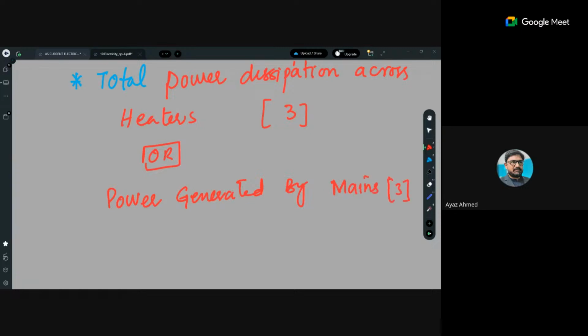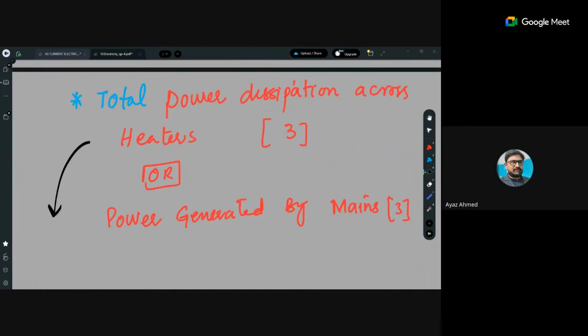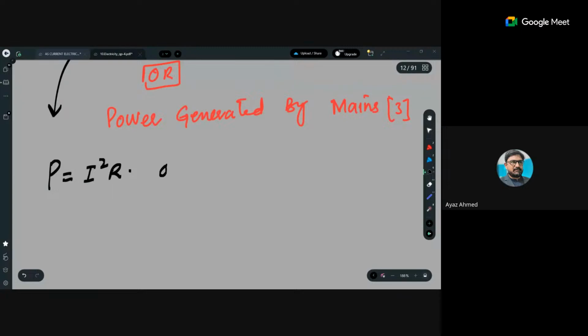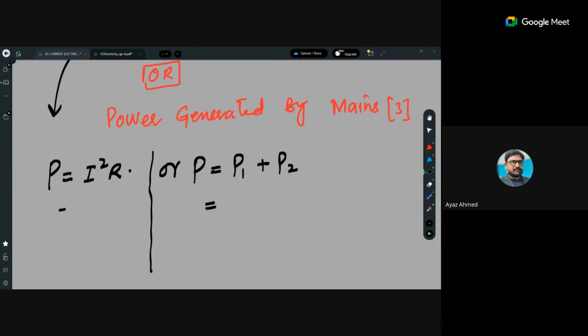So what will you do then? Solve the power dissipation first. That power dissipation is I square R. You can simply say that the total power dissipation is equal to power across heater 1 plus power across heater 2. So there are two methods. In the first method, you must know the total current, which is 5 plus 5, 10 ampere, whole square.